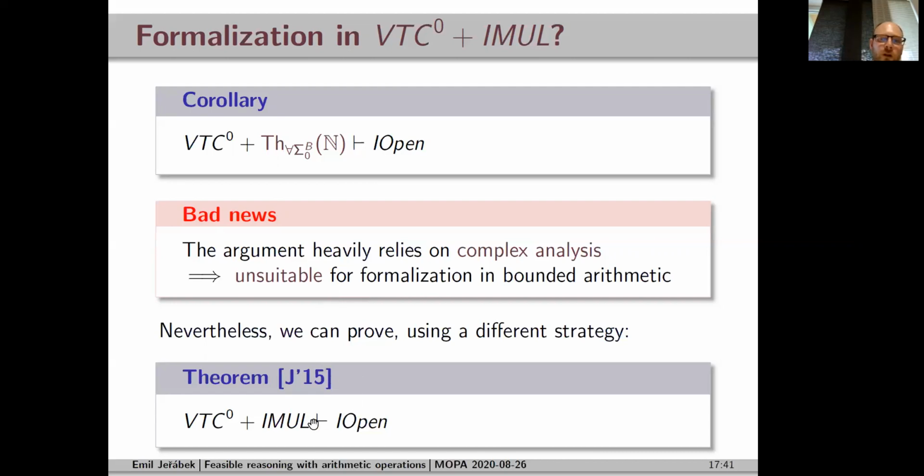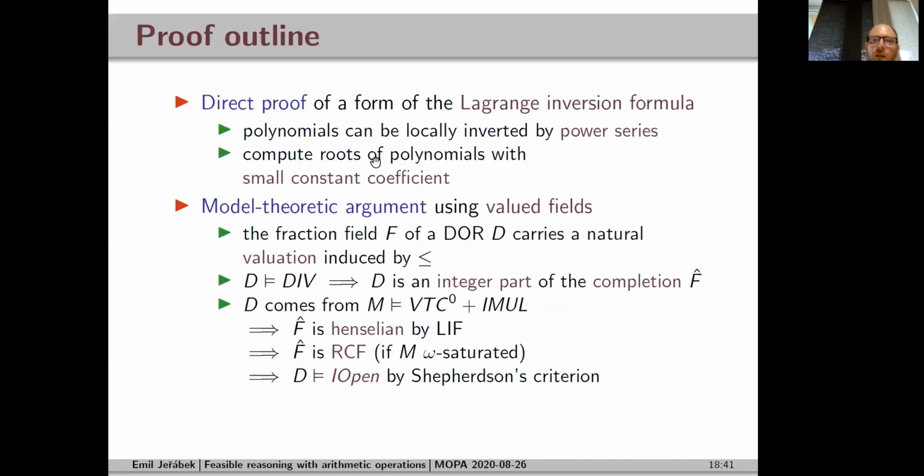It turns out that we can actually prove open induction in VTC0 plus iterated multiplication, but we have to do it in a more complicated way. And here is a rough outline of how the proof goes. It has two ingredients. One ingredient is similar to the algorithm as I outlined it before, to compute some kind of an inverse function to the given polynomial. So we can formalize a suitable version of the Lagrange inversion formula in this theory VTC0 plus iterated multiplication, and then we can use it to prove that we can actually approximate roots of polynomials if the constant coefficient of the polynomial is very small in a suitable sense compared to the other coefficients.